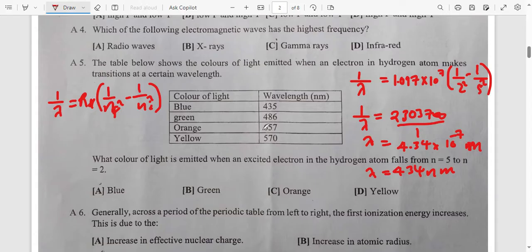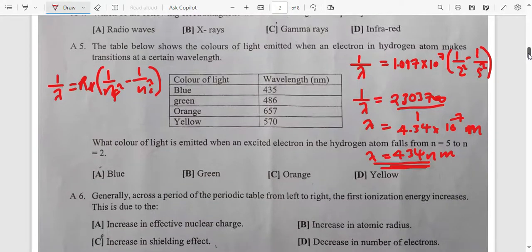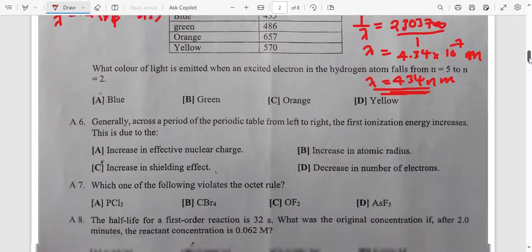So from what you can see, what color do you think this one is going to show? What color? Okay, color blue.